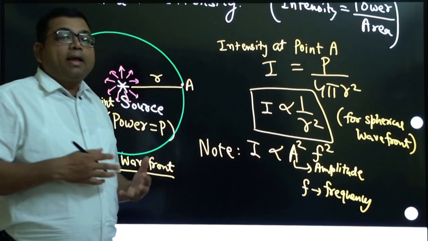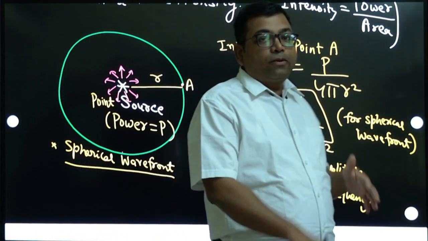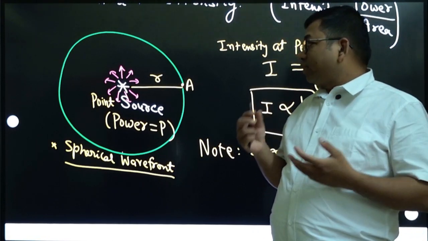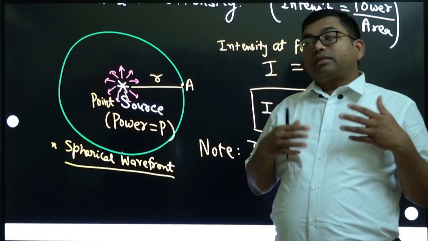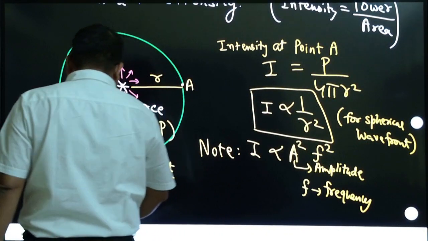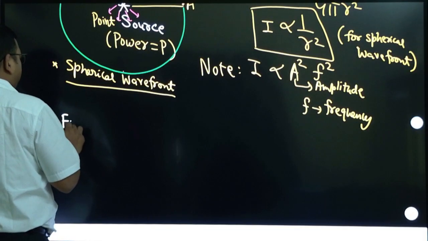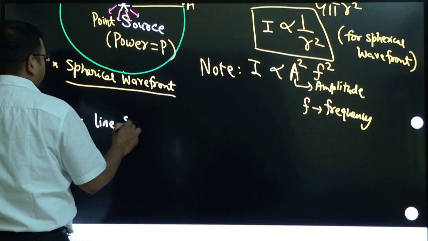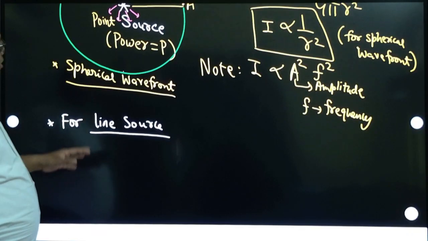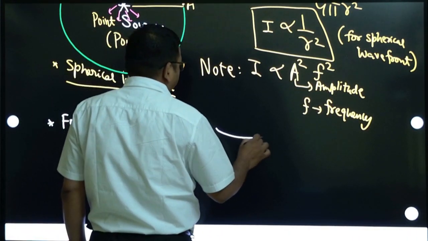Okay, but what will happen if this wavefront is not spherical? If the wavefront has a different shape, you can choose some different cases also. Suppose the source is not a point source, it is, let us say, a line source. Then what will happen? Here also we can see that for a line source, we have a cylindrical wavefront. The wavefront is like a cylinder.